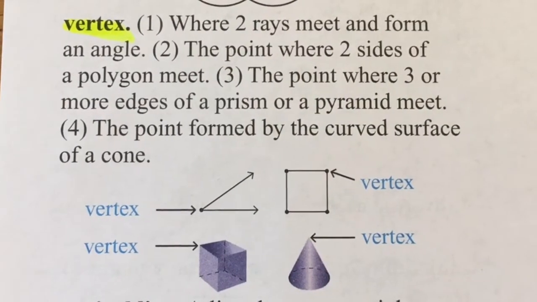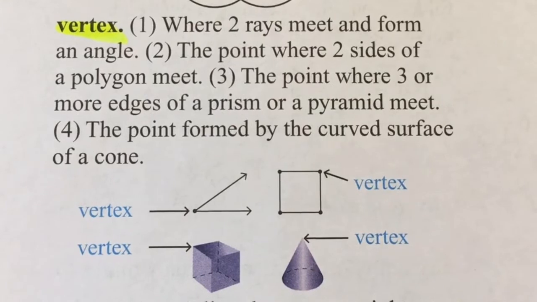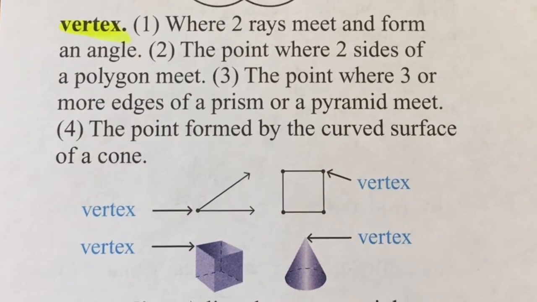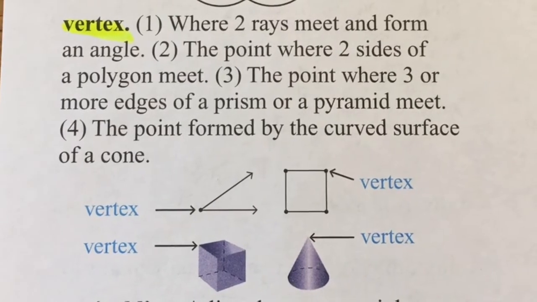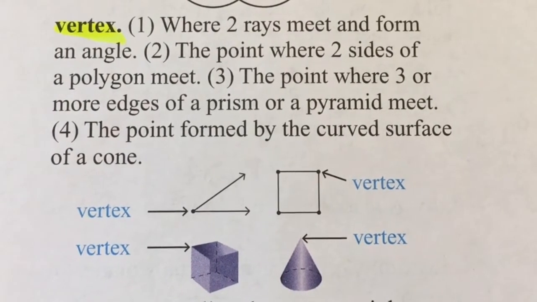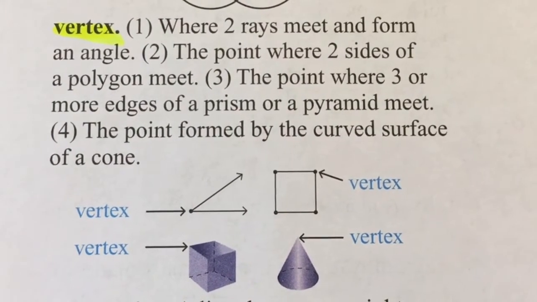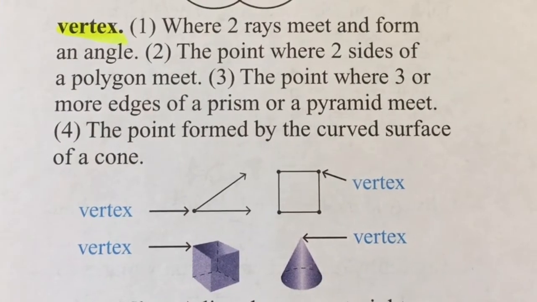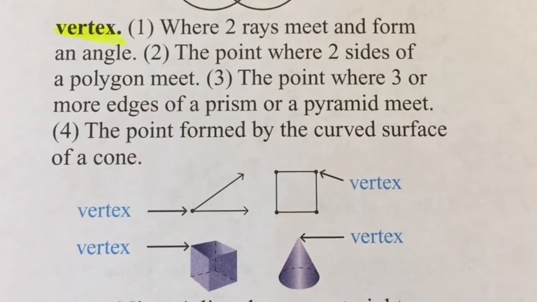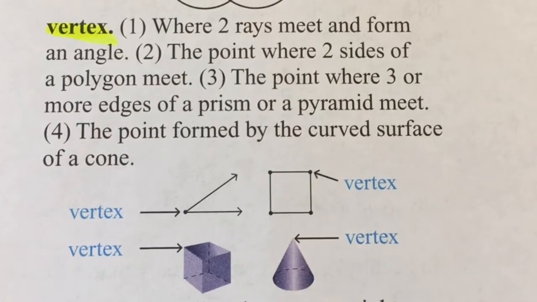Vertex, where 2 rays meet and form an angle. The point where 2 sides of a polygon meet. The point where 3 or more edges of a prism or a pyramid meet. The point formed by the curved surfaces of a cone. Those are 4 definitions of vertex.